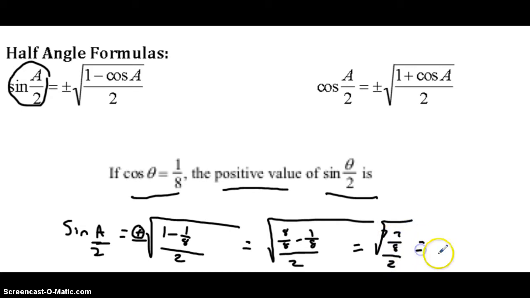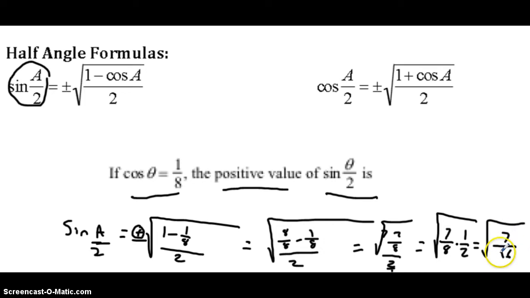All right, let's keep going. Another way to say this, when we divide by 2, so it's 7 over 8 times 1 over 2. We just flip the bottom. Remember, this is the same thing as 2 over 1. And this gives us the square root of 7 over 16.